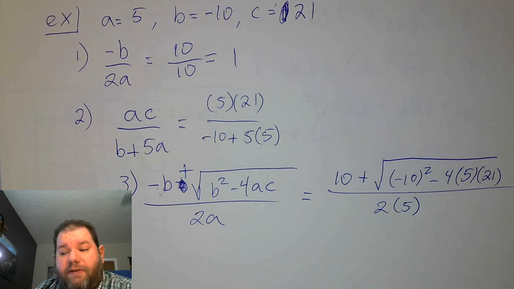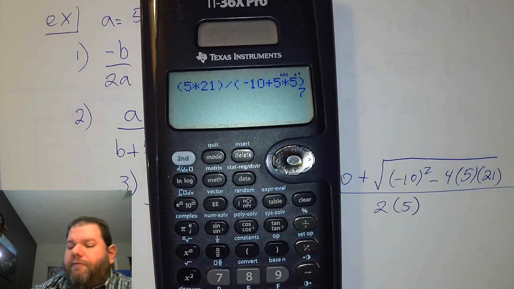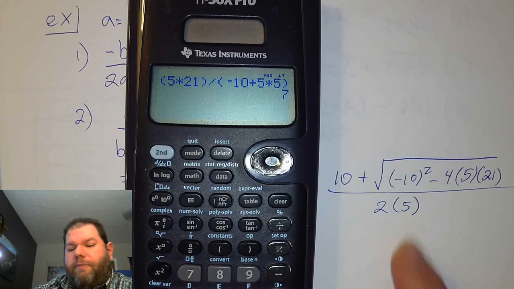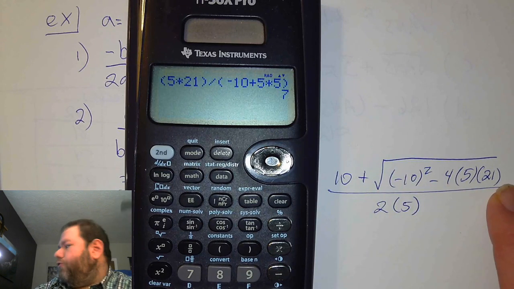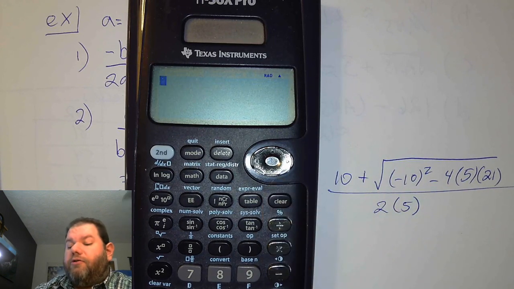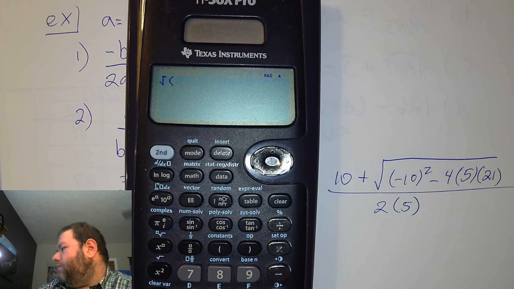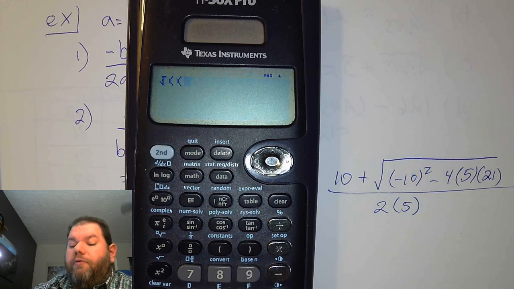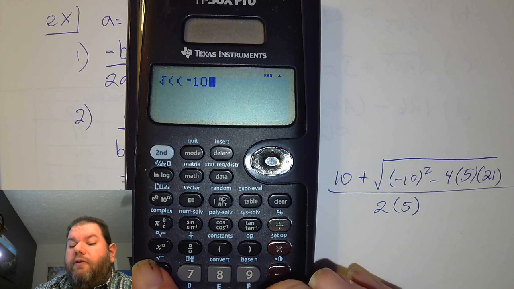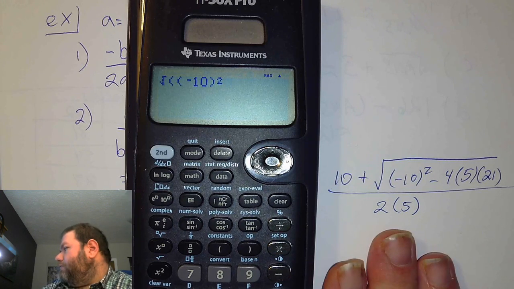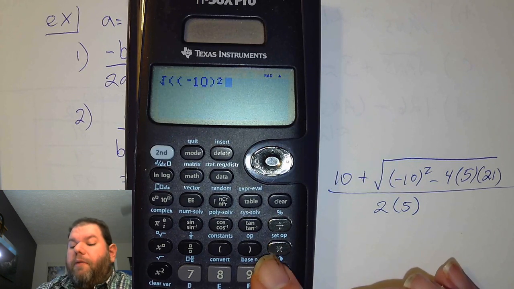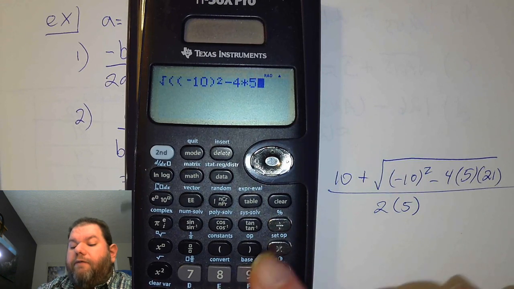What we'll find happens in this case is the calculator is just going to give up with this number under the square root. Let's look at that number in particular. We won't even worry about the 10 or the 2 times 5 on the bottom. Let's just work at this square root portion, just to show what happens there. So we do our square root, and we want a negative 10 squared minus 4 times 5 times 21.